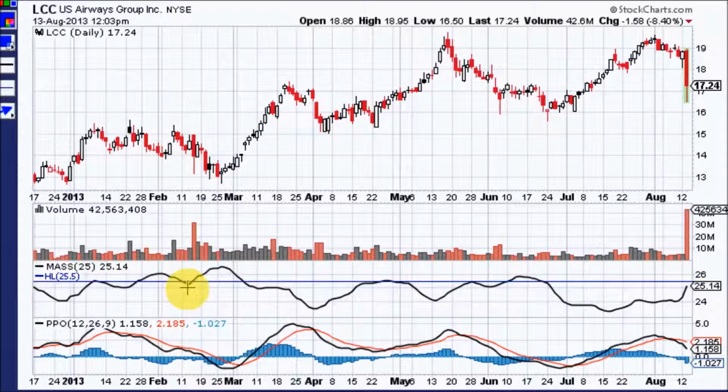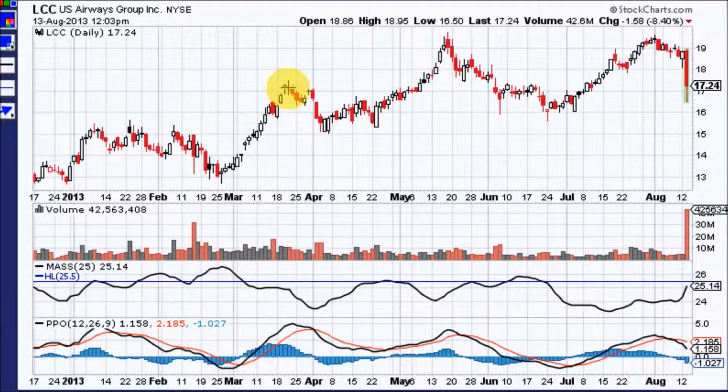Mass index drops below 25.5 and then rises above it. That's the beginning of the cycle or the bulge. The top of the bulge is here. The end of the cycle or the finish where the signal should come is right here. And at the exact same moment, PPO is well below zero. It's below the signal line. It crosses up through the signal line and then up through zero. The histogram, the blue bars go from negative crossing up through zero into positive territory. So as this bulge ended right here, PPO was giving a buy signal, and the stock ran from about $15 to $17.